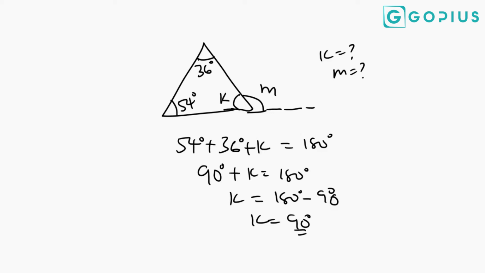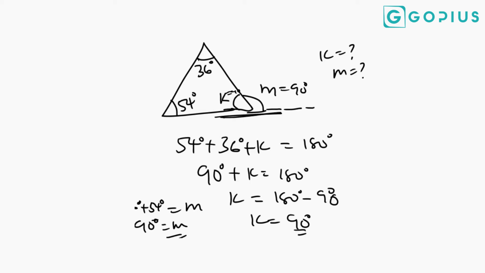Now angle M is the exterior angle, and the theorem says that the sum of the two opposite interior angles will always be equal to the exterior angle. So here 36 degrees plus 54, 36 and 54 are the two opposite interior angles, and they must always be equal to the exterior angle, which is M. So here we have 90 degrees is equal to M, so M is also 90. Of course this is true if you bring it back here. M is 90 degrees and K is also 90 degrees.